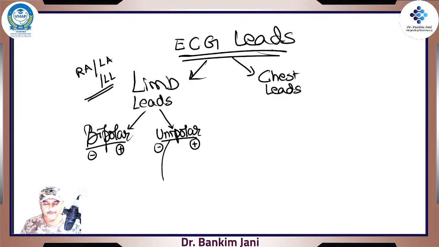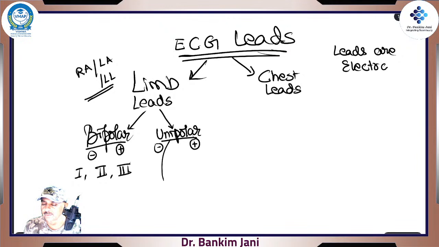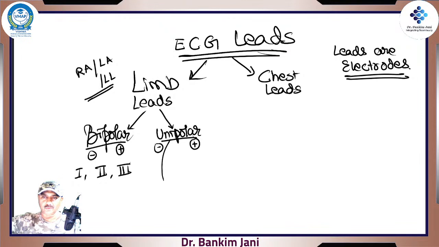So in bipolar, we have lead one, lead two, and lead three. That means one wire for minus, one wire for plus. Yes, these leads are electrodes. I'll tell you a bit about the ECG machine also. When we say all these things, it's not that we connect the patient with 12 wires. There are just three wires, and those three wires actually make six leads. We'll talk about it also.